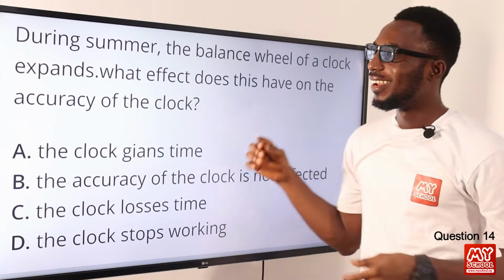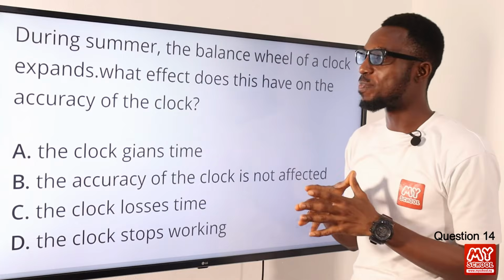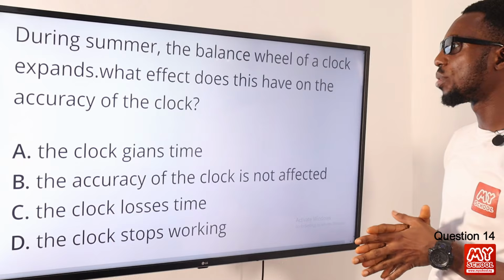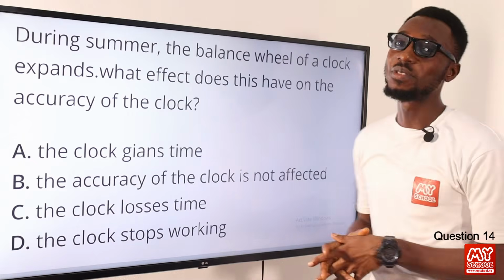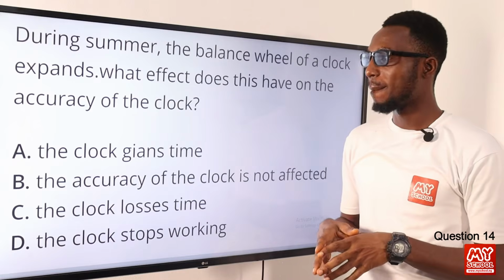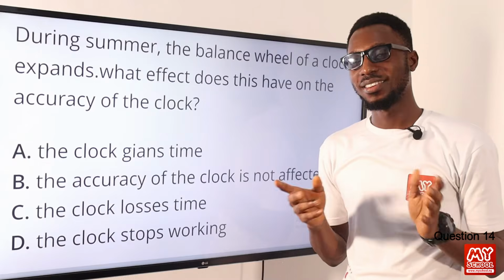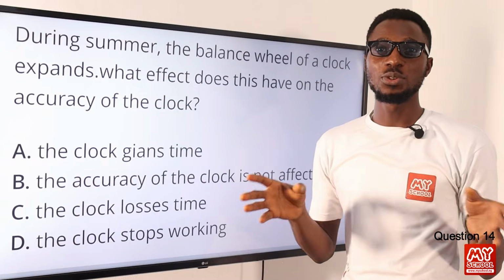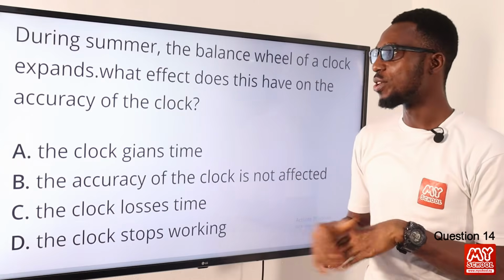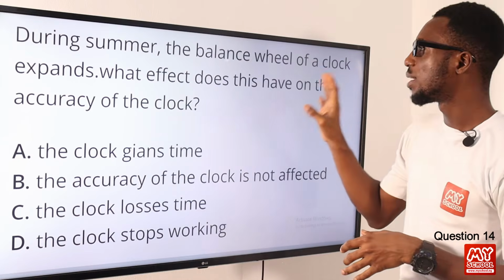Question 14. During summer, the balance wheel of a clock expands. What effect does this have on the accuracy of the clock? If you look at the advantages and disadvantages of thermal expansion, disadvantages include a glass cracking when you pour hot water into it, and the expansion of railway lines, which is why they have to allow for expansion and contraction. It also affects the balance wheel of a clock or even a wristwatch. So let's come back to this.